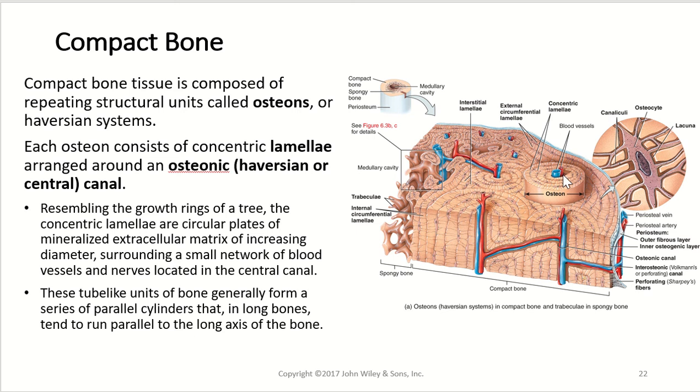So, resembling the growth rings of a tree, our concentric lamella are going to be circular plates of mineralized extracellular matrix that are going to be of increasingly large diameter. These are going to surround a small network of blood vessels and nerves that are going to be located in our central canal right there. So these tube-like units of bone are generally going to form a series of parallel cylinders that, in long bones, are going to tend to run parallel to the long axis of the bone.